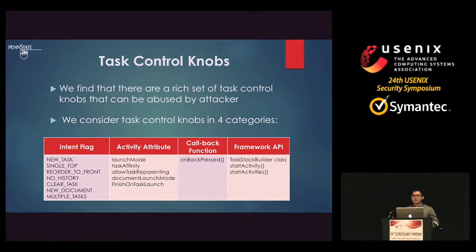They are classified into four categories: intent flag, activity attribute, callback function, and framework API. Intent flag is a flag attribute that can be set on an intent to start an activity. Compared with activity attribute, which is a more static way to define task behaviors, intent flag is more of a dynamic way. For example, if this new task flag is set, then the activity is more likely to be started in a new task instead of being placed on some existing task.